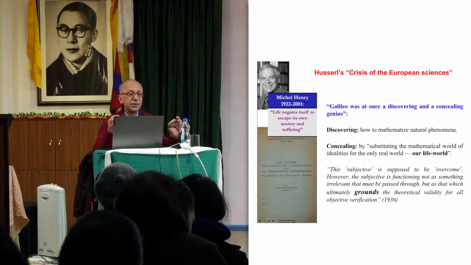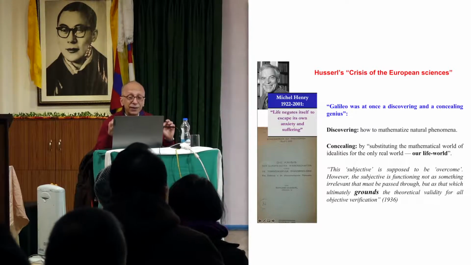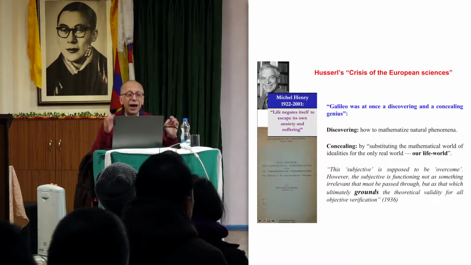Okay? And for instance, Husserl said that Galileo concealed the origin of knowledge by substituting the mathematical world of idealities for the only real world, our life world. What does it mean? He means that scientists tend to think that what is most real is the object depicted by, or supposedly depicted by, their mathematical formalisms or by their concepts. And they forget that all these concepts, all this mathematical stuff, is based on our life world, the life world of concrete experience, of concrete situations.